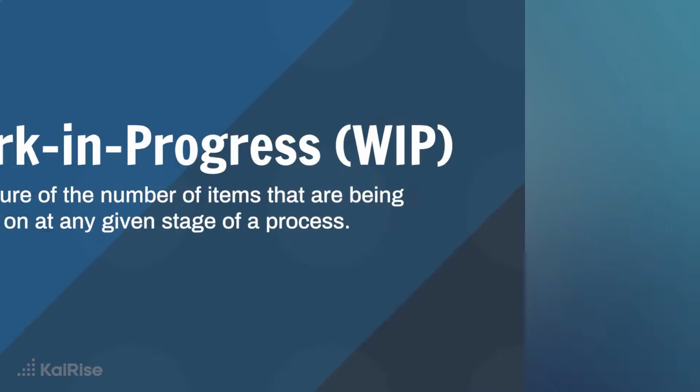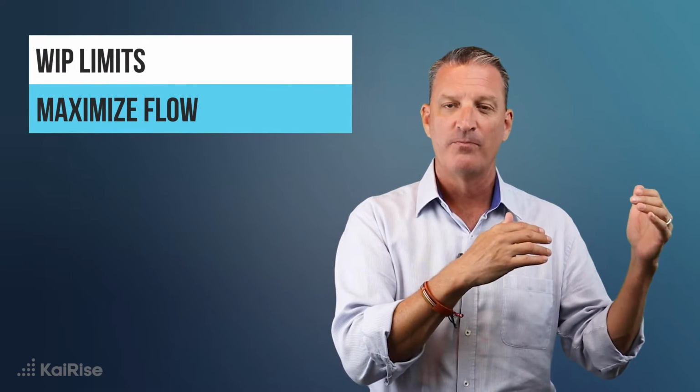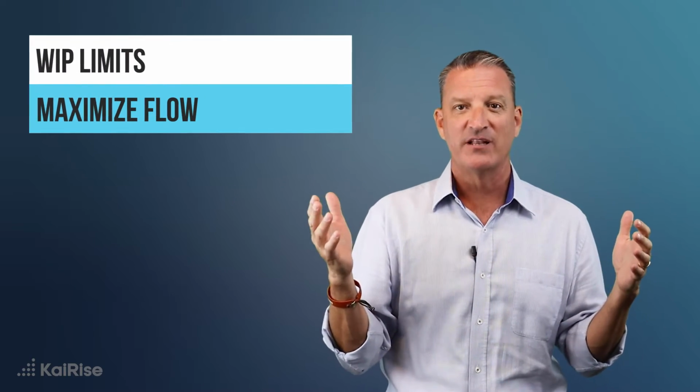And so in all of these examples, the way that we're maximizing flow is by understanding our work in progress, our WIP. So work in progress limits, WIP limits, allow us to find the maximum flow. And this applies to agile development as well.